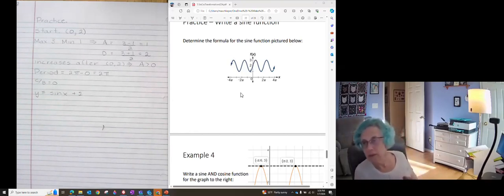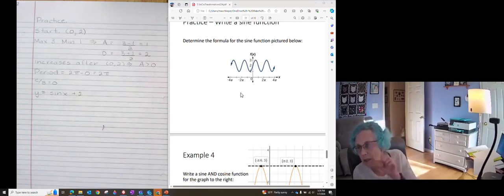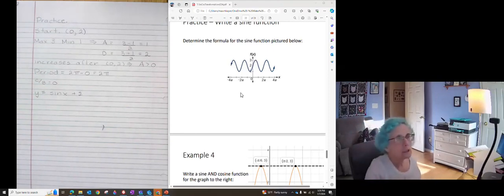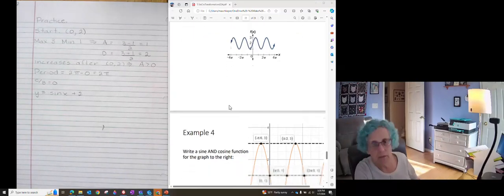My period, it was kind of hard to see the difference between the x-coordinates of 2 maxes or 2 mins, but you could kind of tell that the period was equal to 2 pi. By the time you get to 2 pi, you start here and you're back to your midline. There's the midline at pi, and again at 2 pi. So the period was 2 pi, it wasn't shifted, so it was just sine of x plus 2.